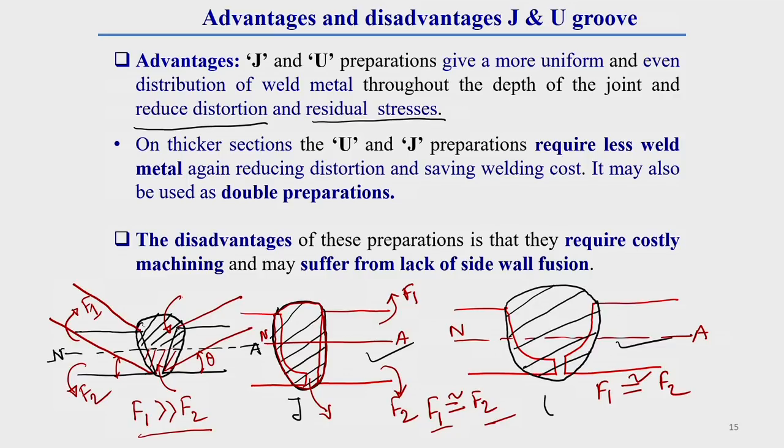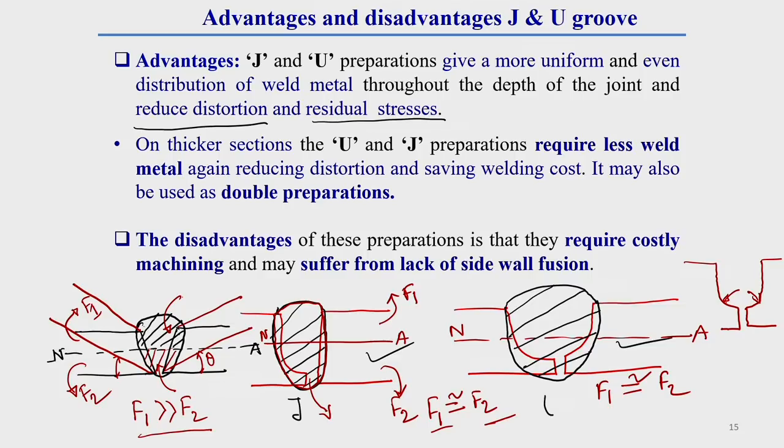But the main disadvantage of this type of groove preparation, the U or J groove preparation, is that to make this J shape or U shape, these types of preparation, to make this radius, this shape, a costly machining operation is required.